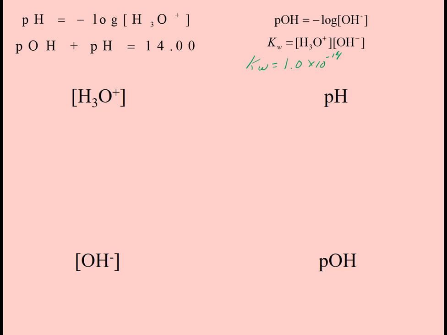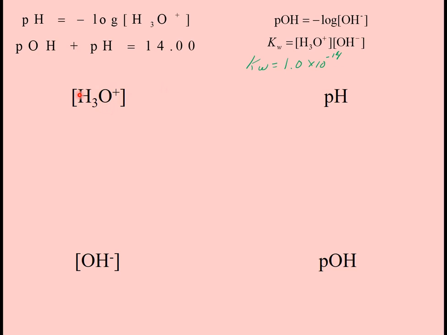Also given to you is the formula pH plus pOH is equal to 14. What is not given to you is that pOH is the negative log of OH minus, because this is basically the same equation as this. P just means negative log, so whatever is inside the bracket goes after it. So pOH is negative log of OH minus.